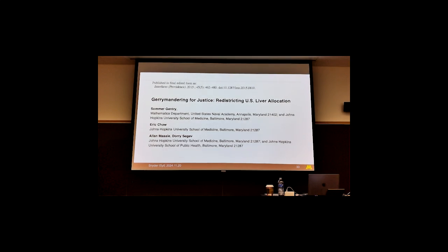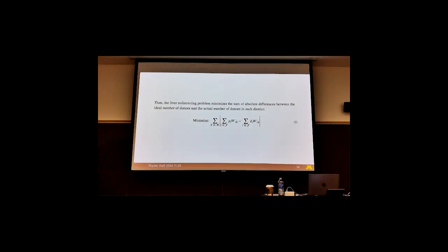Summer Gentry is a colleague of ours. Anybody know her name? She was a mathematician at the Naval Academy, Ph.D. in your field. She's operations research. She does a lot of work with us. They published this paper back in Interfaces, which is an OR journal. Gerrymandering for Justice, Redistricting the U.S. Liver Allocation System. I highly recommend this paper if you're interested in this topic. And these are images right out of her paper.